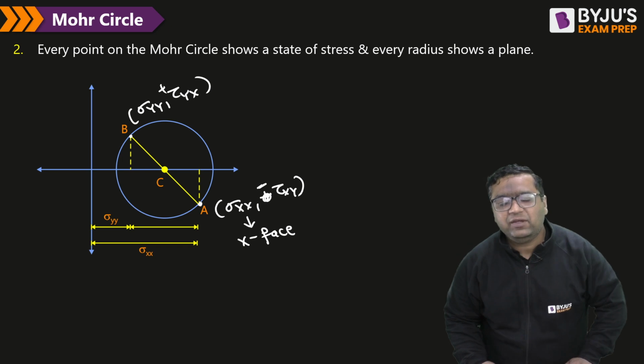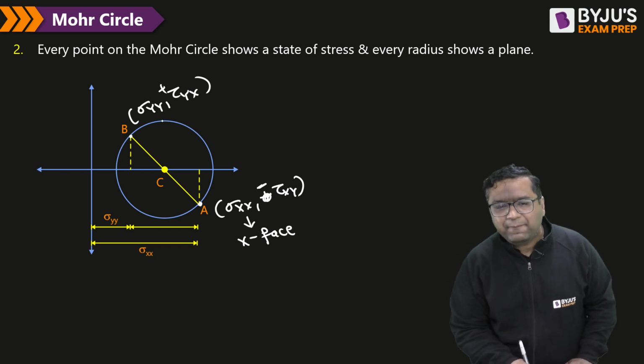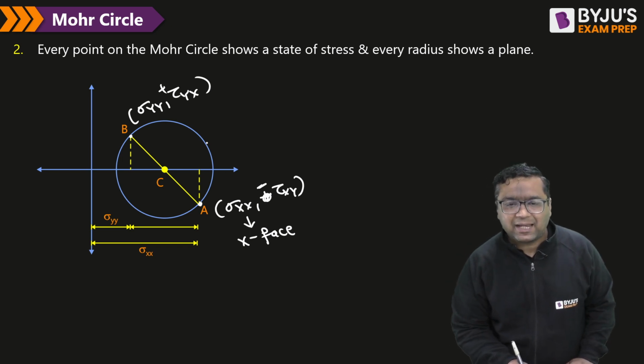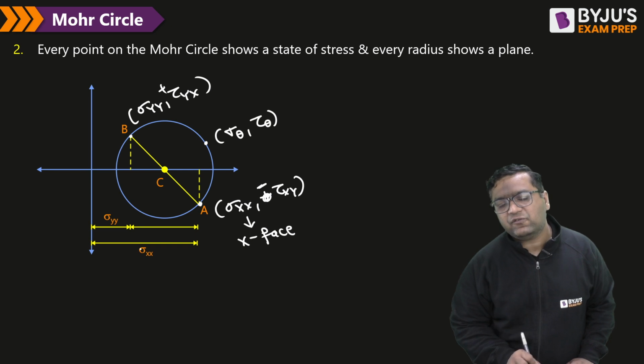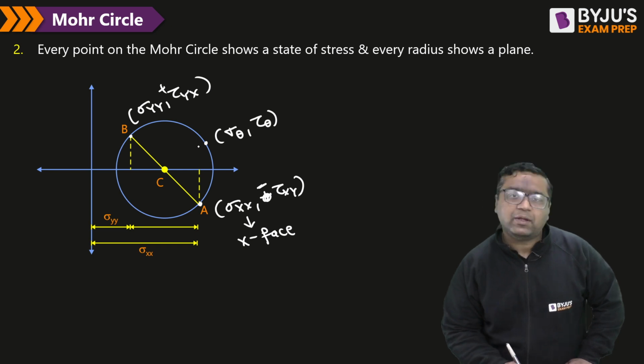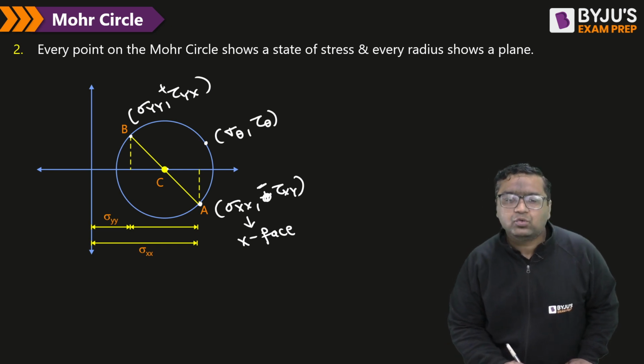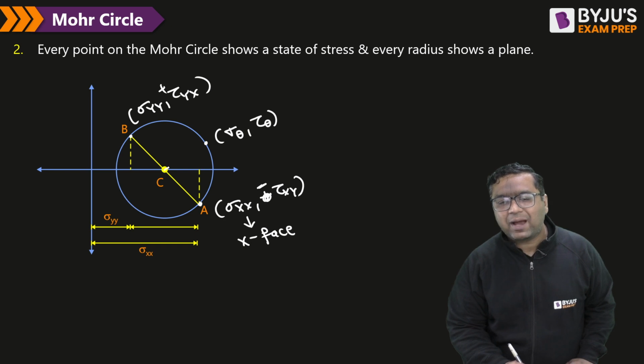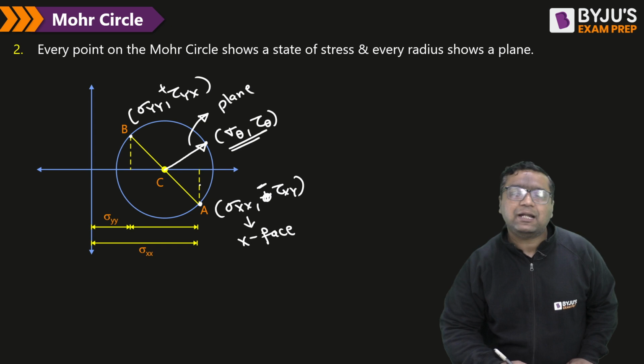So from here we can see that every point on this Mohr circle, like if you take this point, will be showing the state of stress at some plane. And my dear, to represent that plane, we will join a radius with that point from the center. So that radius will show the plane, and this point will show the state of stress on that plane.